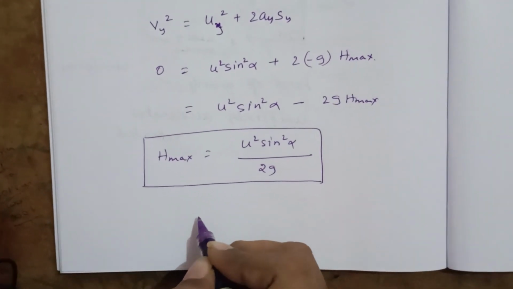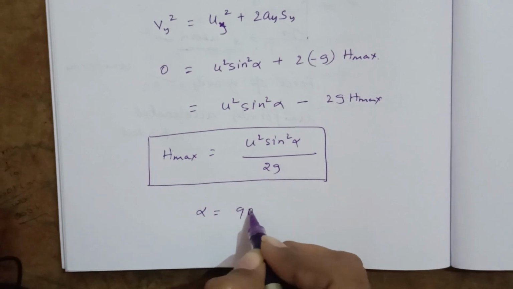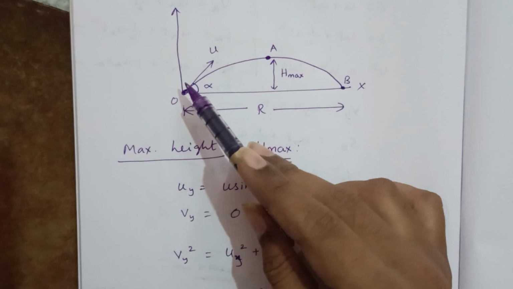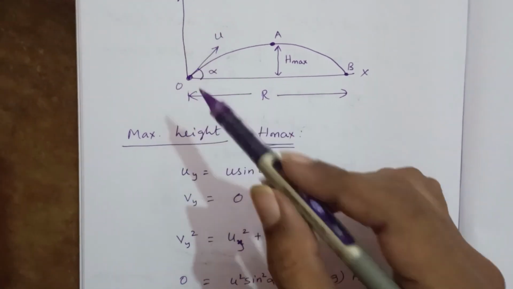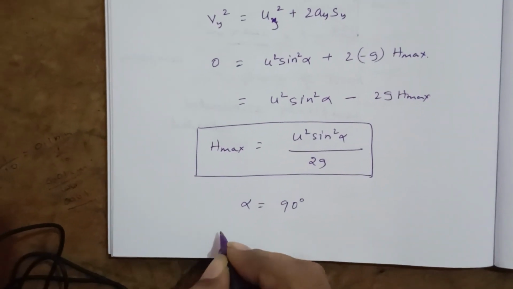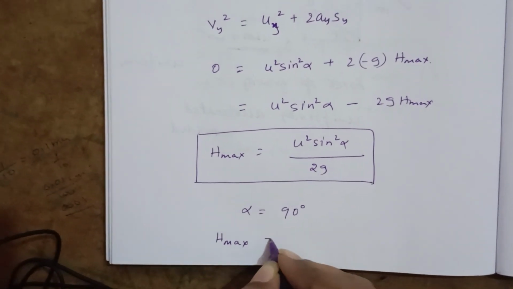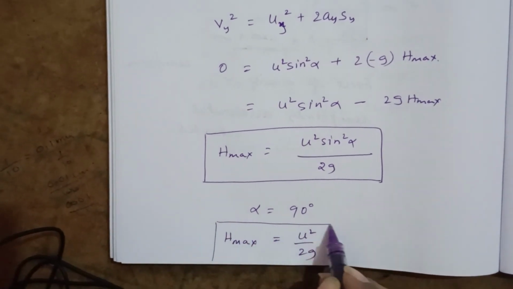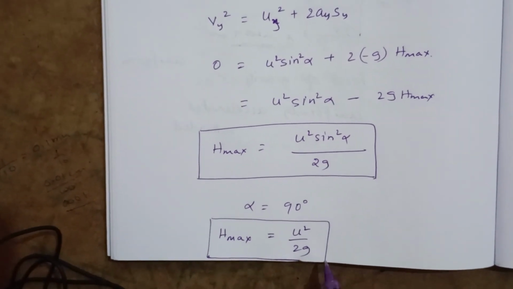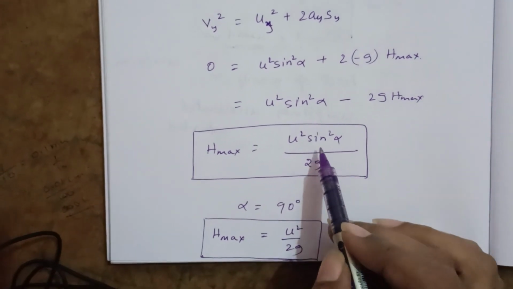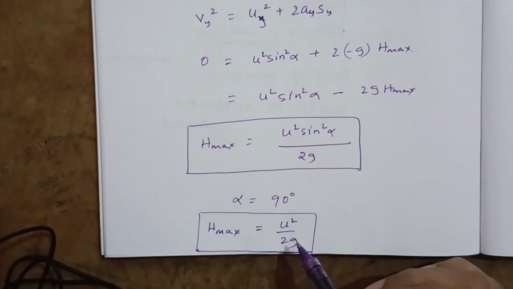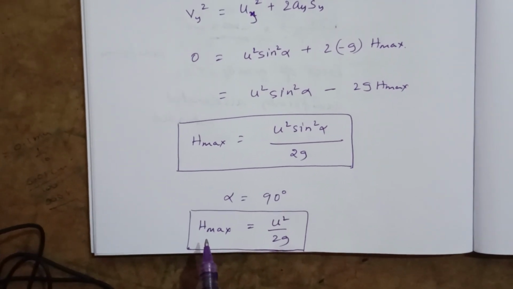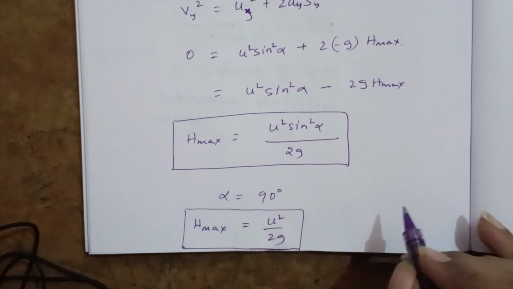And here if alpha, the angle of projection, equals 90 degrees, the body will go straight up, then h max equal to u square by 2g. Sin 90 value is 1, so u square by 2g. So h value is maximum when alpha equal to 90 degrees.